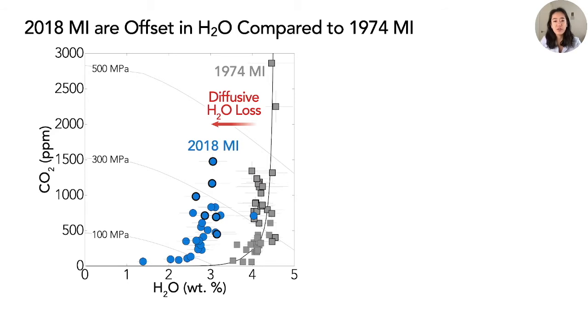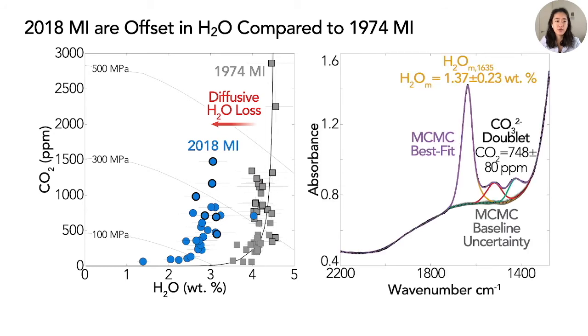We measure the volatiles that are preserved in olivine-hosted melt inclusions by FTIR and find a distinct offset in water concentrations. The 2017 samples average about 2.7 weight% water, whereas 1974 averages 4.1. This distinct offset by almost a weight% and a half of water is stark, whereas CO2 entirely overlaps.